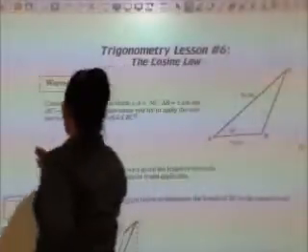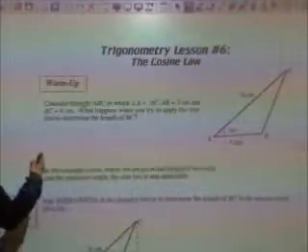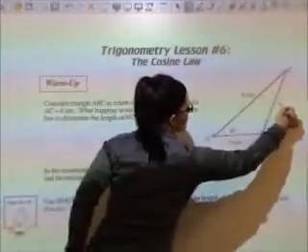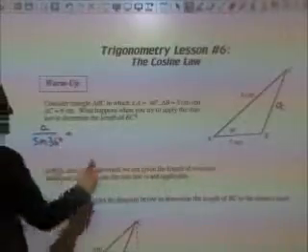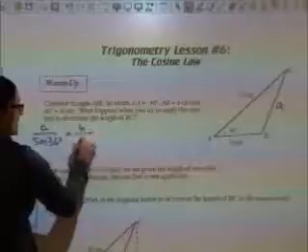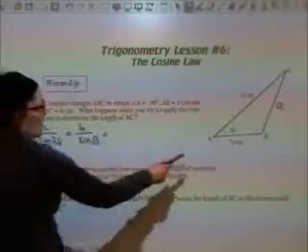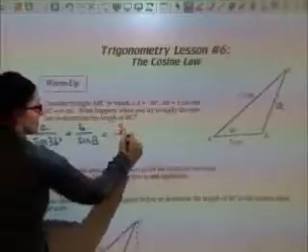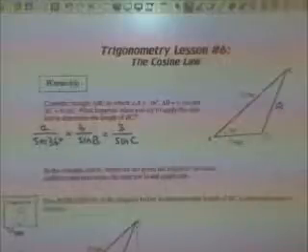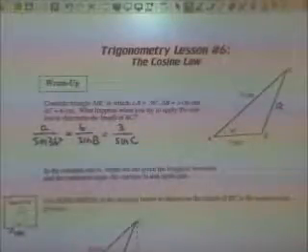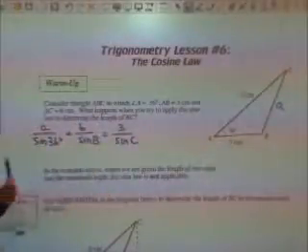What you should have noticed is if I set up my sine ratios, I've got side a is to the sine of 36 degrees, as side b, which is 6 centimeters, is to sine of angle B, as side c, which is 3 centimeters, is to sine C. We have a problem. We don't have enough information. I don't have a complete set here. I need to have a complete set in order to use the sine law. So I can't use this. I need something else.